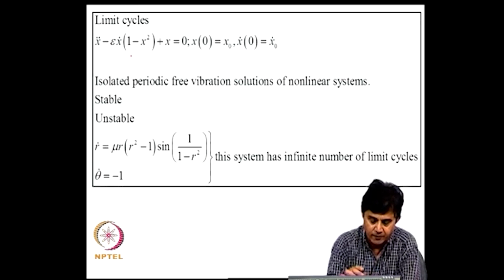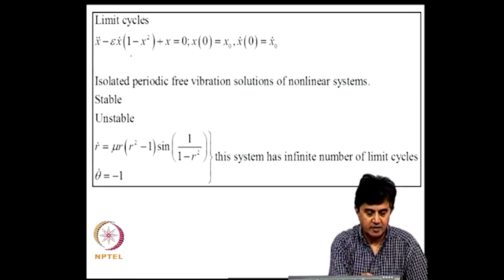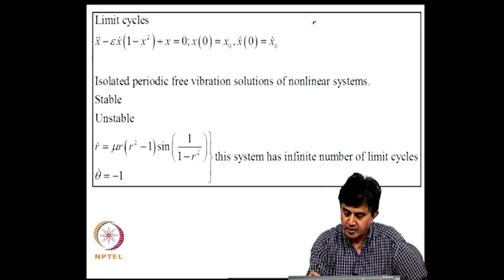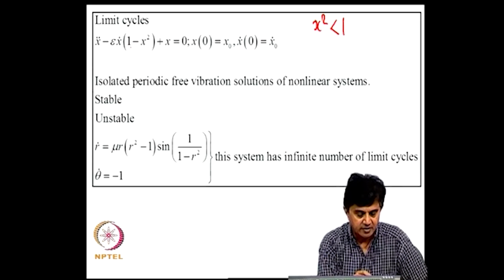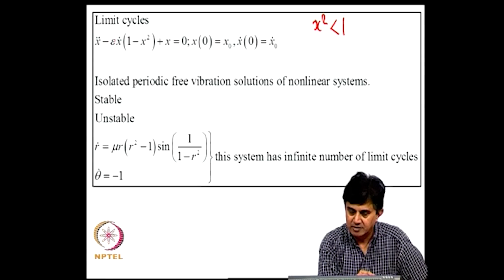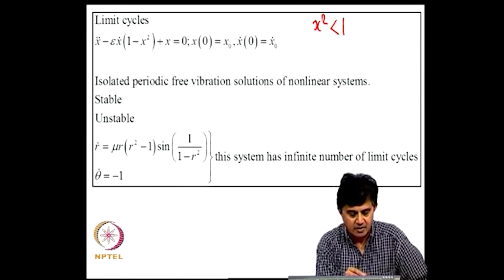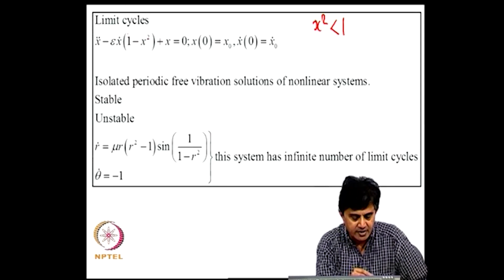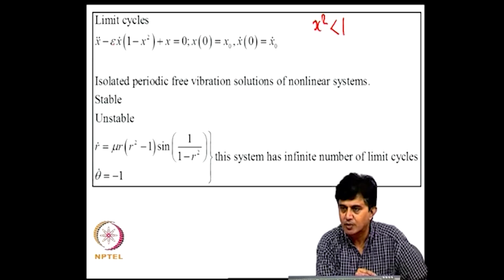Now, if we consider this system, if x square is less than 1, then this 1 minus x square will be positive and this system will have negative damping. For small amplitudes of oscillation, the system behaves as if it has negative damping. On the other hand, if x square is larger than 1, then this term will be negative, and negative into a negative term becomes positive and the system behaves as if it is positively damped.